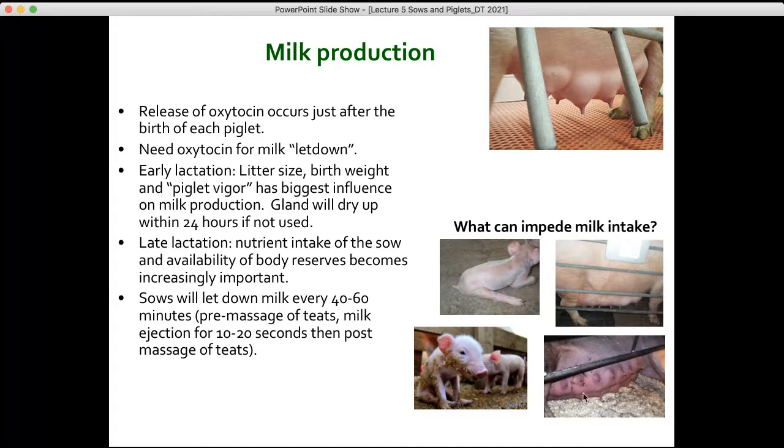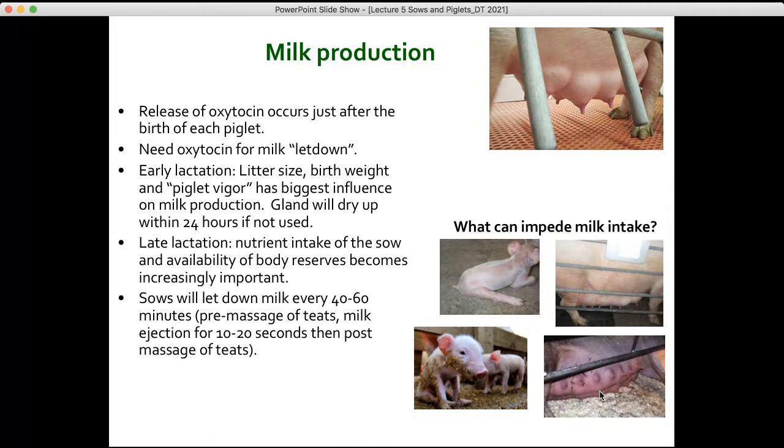Another common problem is MMA, which stands for mastitis, metritis, and agalactia. So it's once again probably a bit hard to appreciate in this picture, but it's basically a bacterial infection that gets into the mammary gland. Obviously, I'm sure you've heard about that in dairy cows.